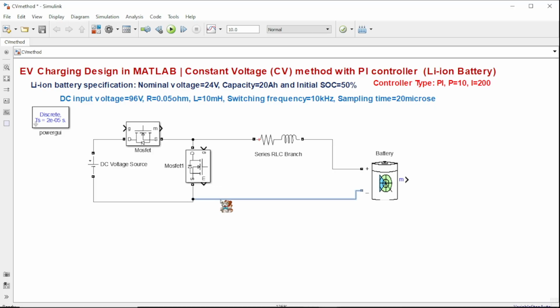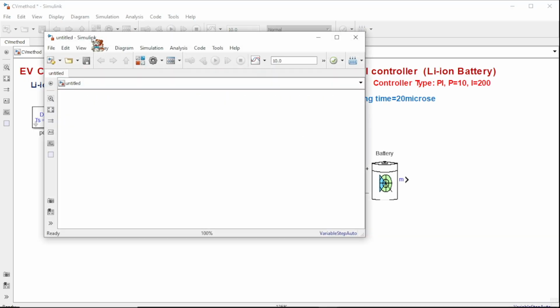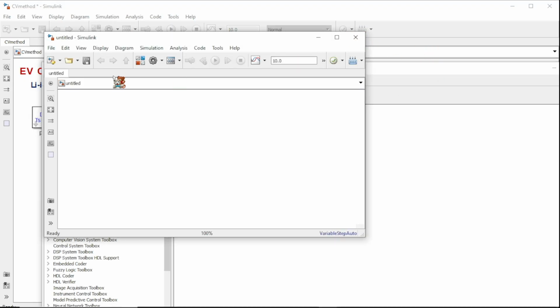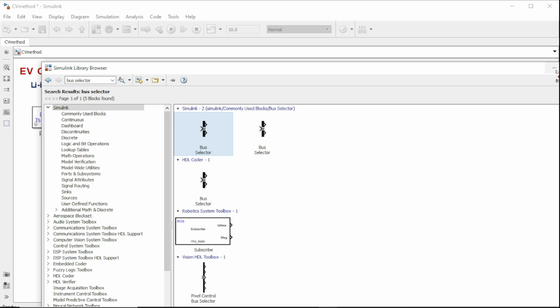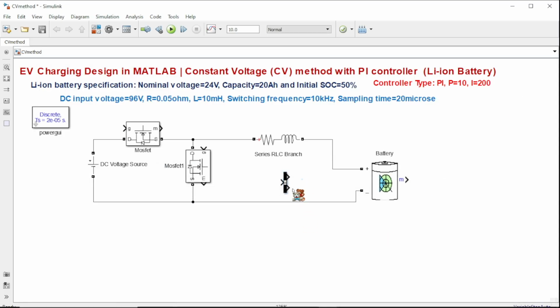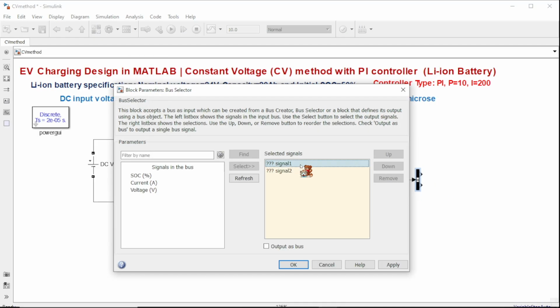Now we have to find the signals that are coming from the battery, so that's why we are using the bus selector. So this is the bus selector. Now I am connecting this one. Here you can see. So just double click it and remove these two signals. Here you can see, and just add this SOC, current and this is the voltage.